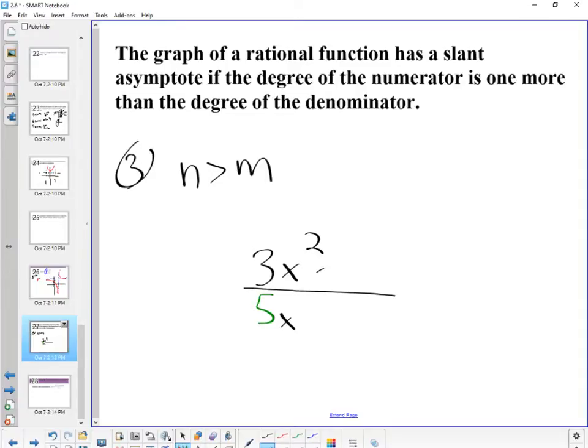The way you find that is going to be by dividing. And you probably can't use synthetic division. So when you divide the two, the quotient will be the equation of that line. Let me tell you what I mean.